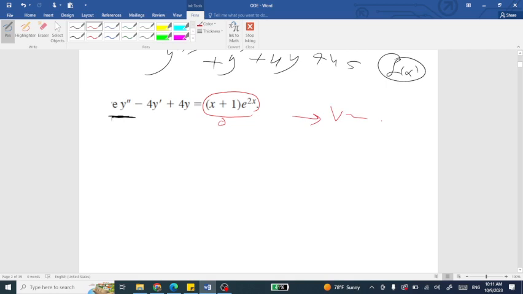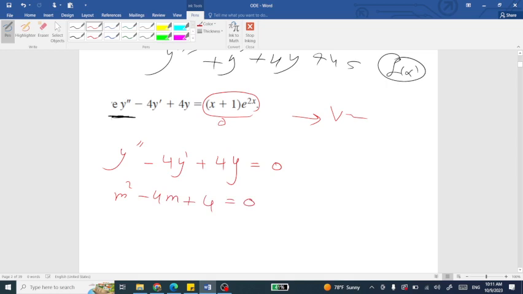First of all, think about it: change 2.2 in your mind to 2.1. What do I mean by that? Think about y double prime minus 4y prime plus 4y equal to 0. How did we solve it? We did it before. You remember? We say m squared minus 4m.